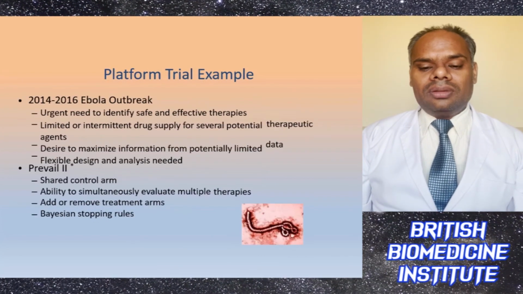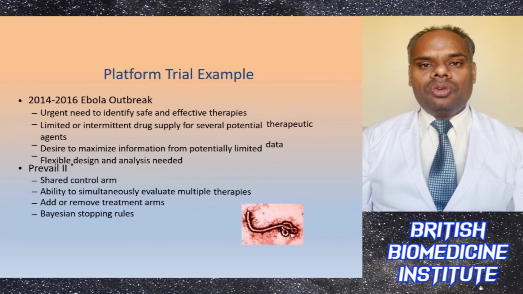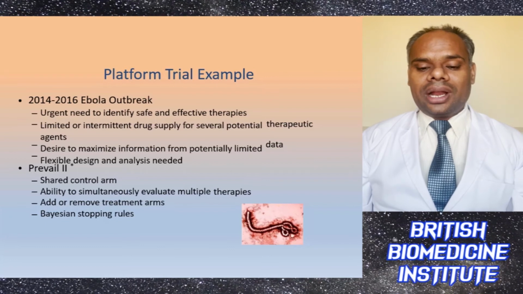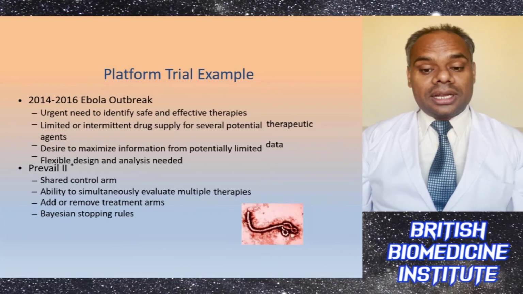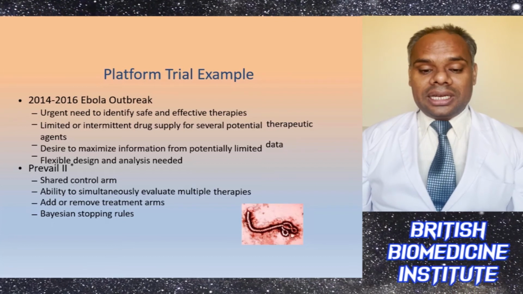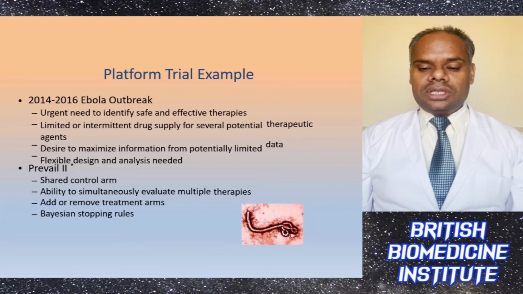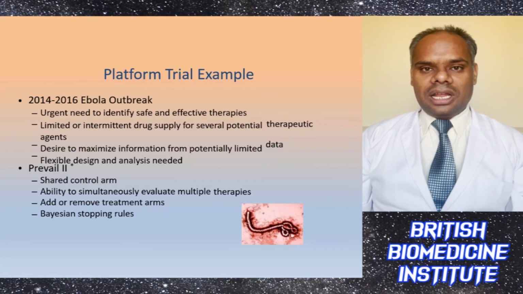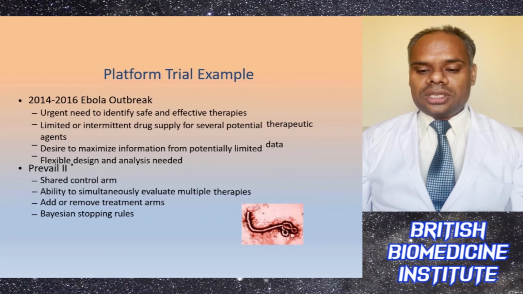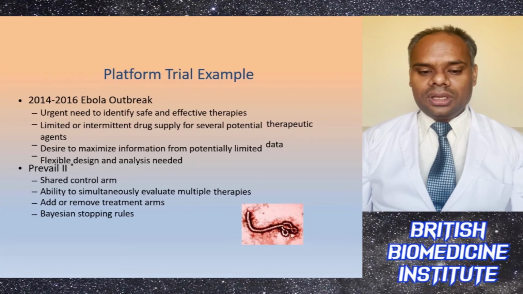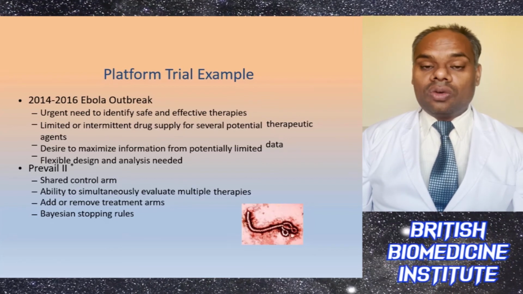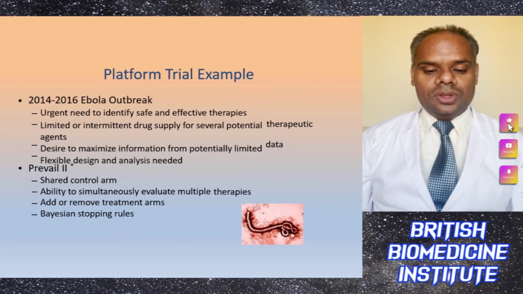So basically, a platform trial was carried out in 2014 to 2016. There was an Ebola outbreak, and we urgently required therapies which are safe and effective. And due to limited or intermittent drug supply, while several potential therapeutic agents were available, sponsors had a desire to maximize the information from potentially limited data. And we also required a flexible design and analysis of the trial design.